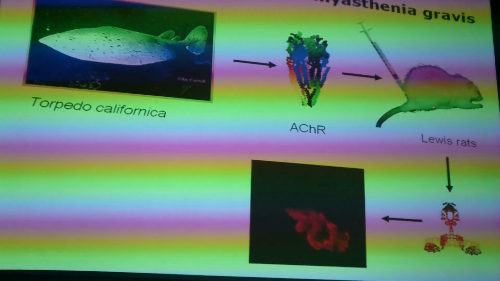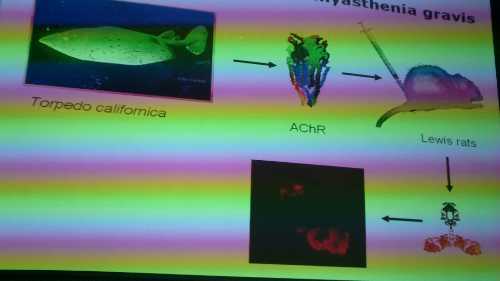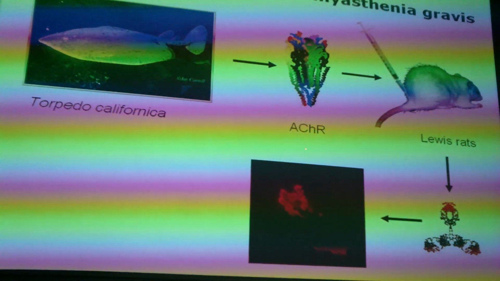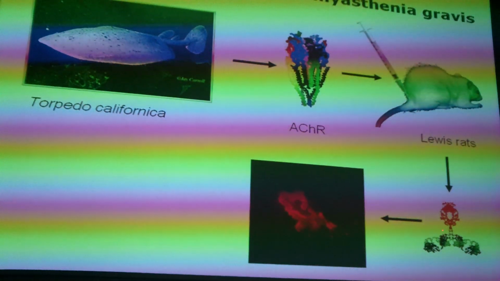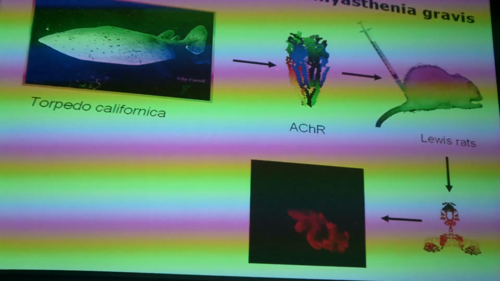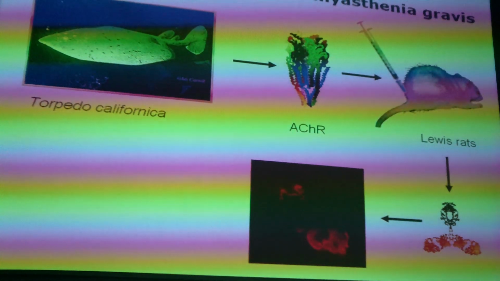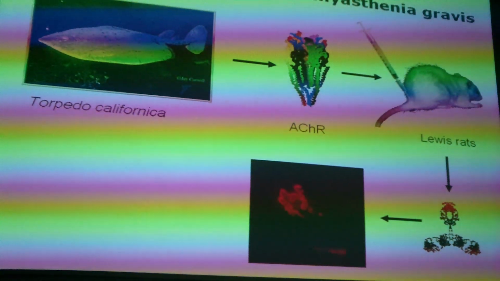And what the animals then do, they will mount an immune response. So this is a kind of vaccination, or an immunization, I should say, where the immune response will be directed against the acetylcholine receptors. And these antibodies will then degrade acetylcholine receptors, not only from this fish, but also their own. So this is a way, in an animal model, to induce an autoimmune response.